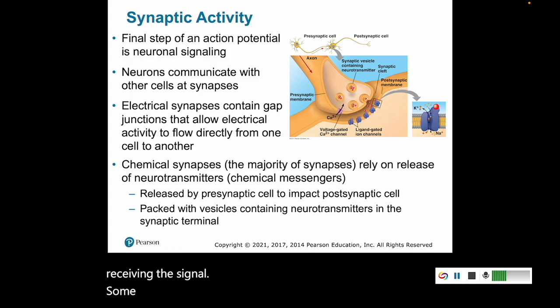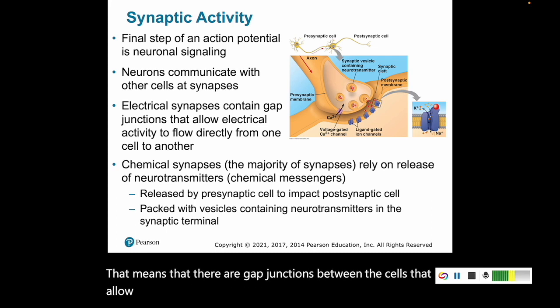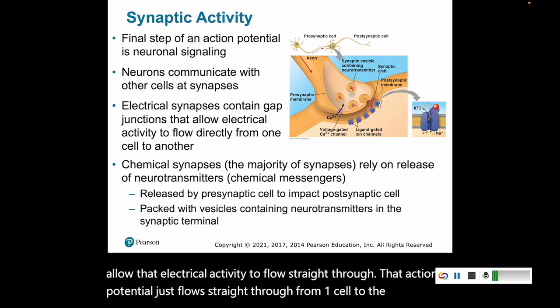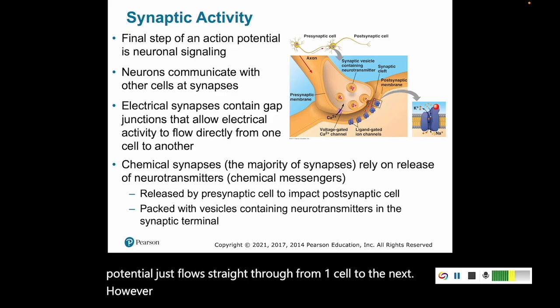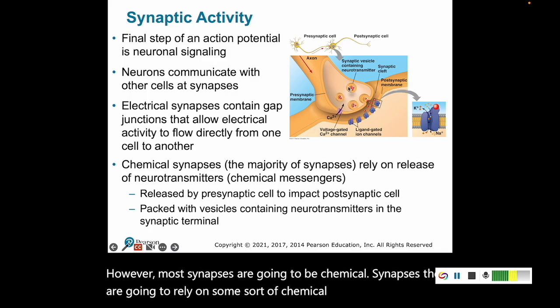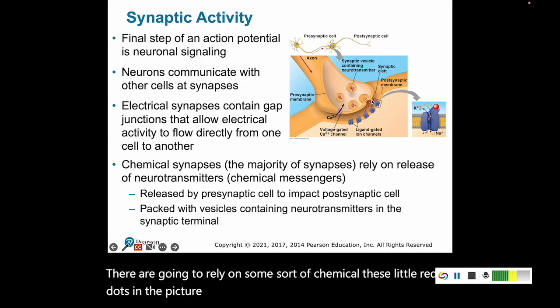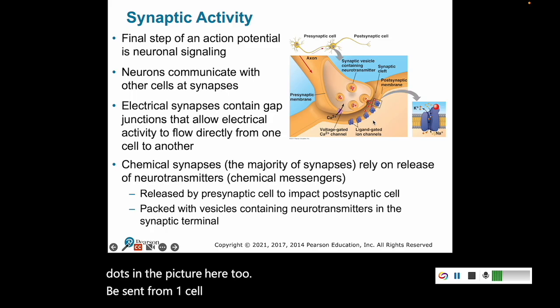Some synapses are electrical. That means that there are gap junctions between the cells that allow that electrical activity to flow straight through. That action potential just flows straight through from one cell to the next. However, most synapses are going to be chemical synapses. They're going to rely on some sort of chemical, these little red dots in the picture here, to be sent from one cell to the next.